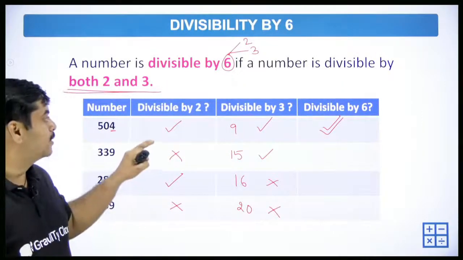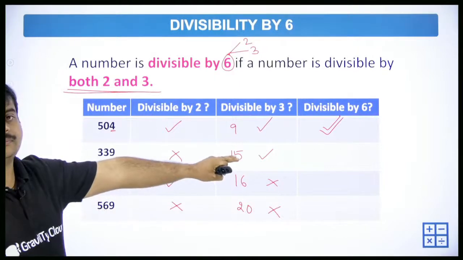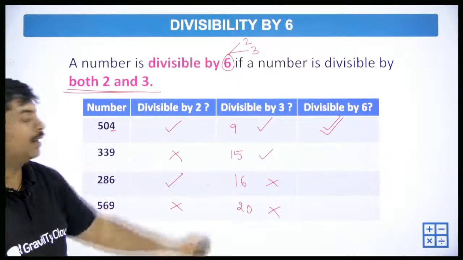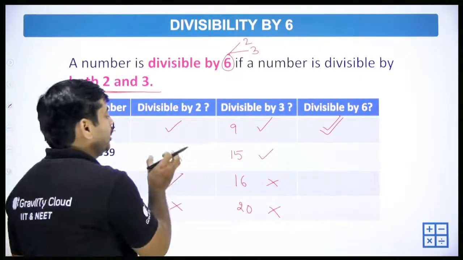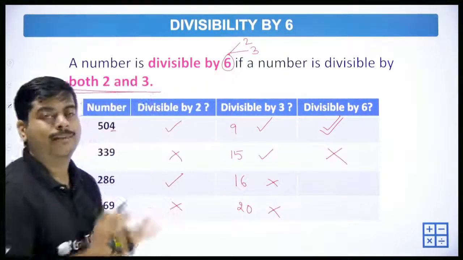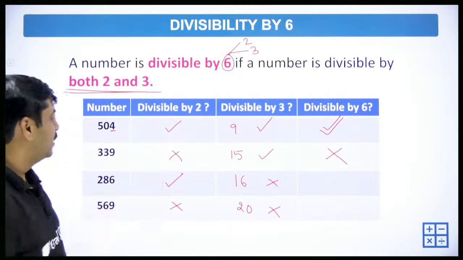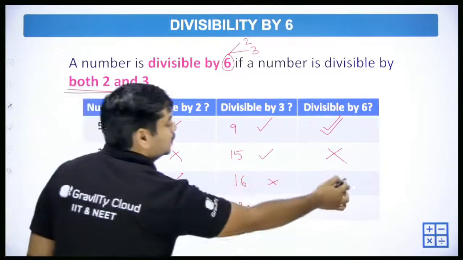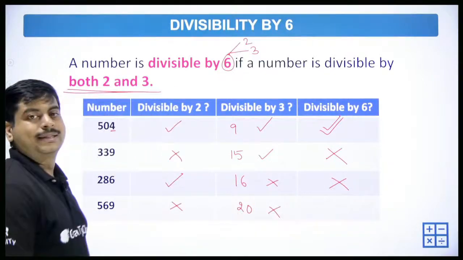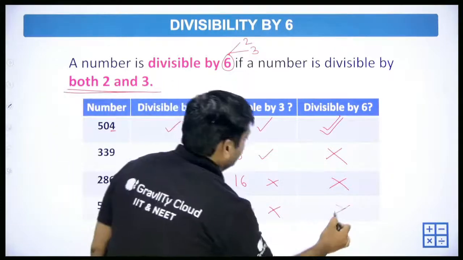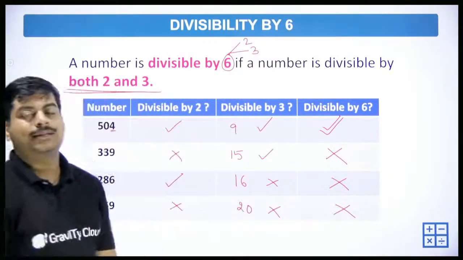Okay. What about divisibility by 2 and 3? As it is not divisible by 2, we can straightforwardly say that it is not divisible by 6. In the same way here, 286, it is true for 2 but not for 3, so still it is not divisible by 6. And here both things are false, and you can say that it is not divisible by 6.